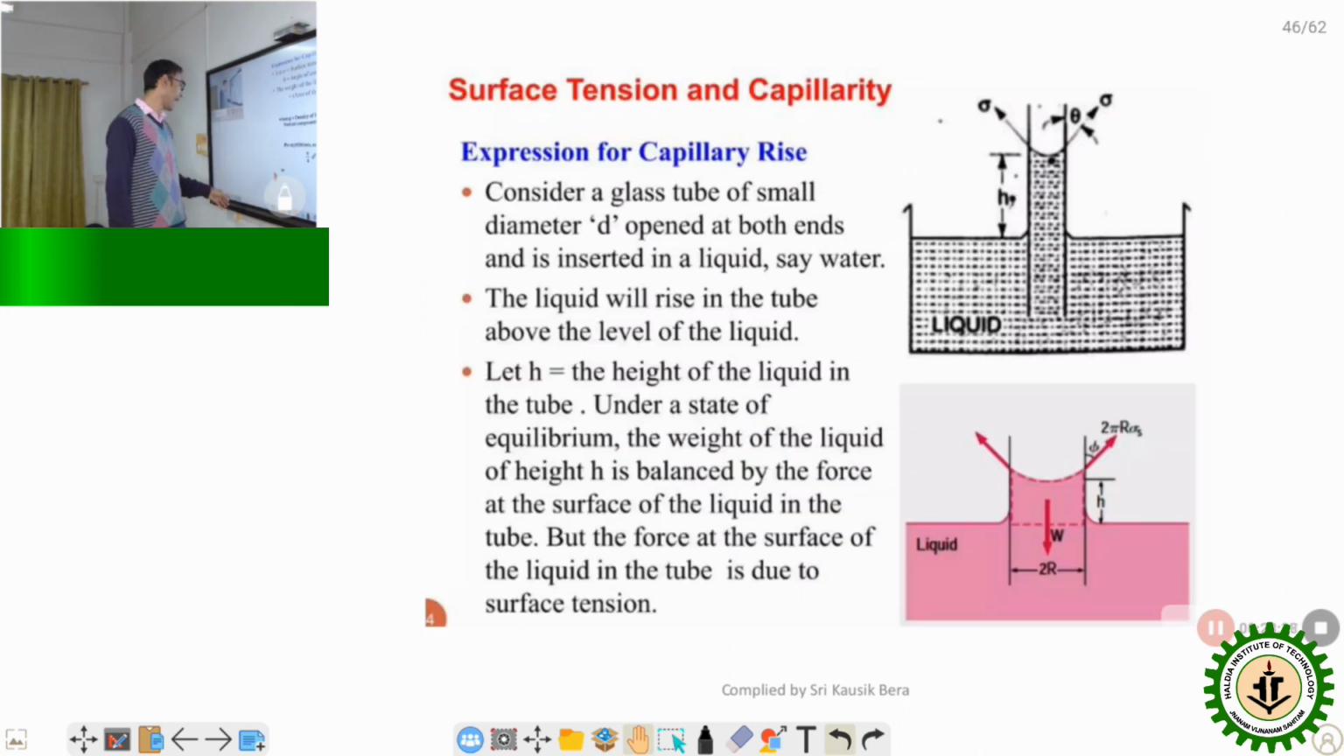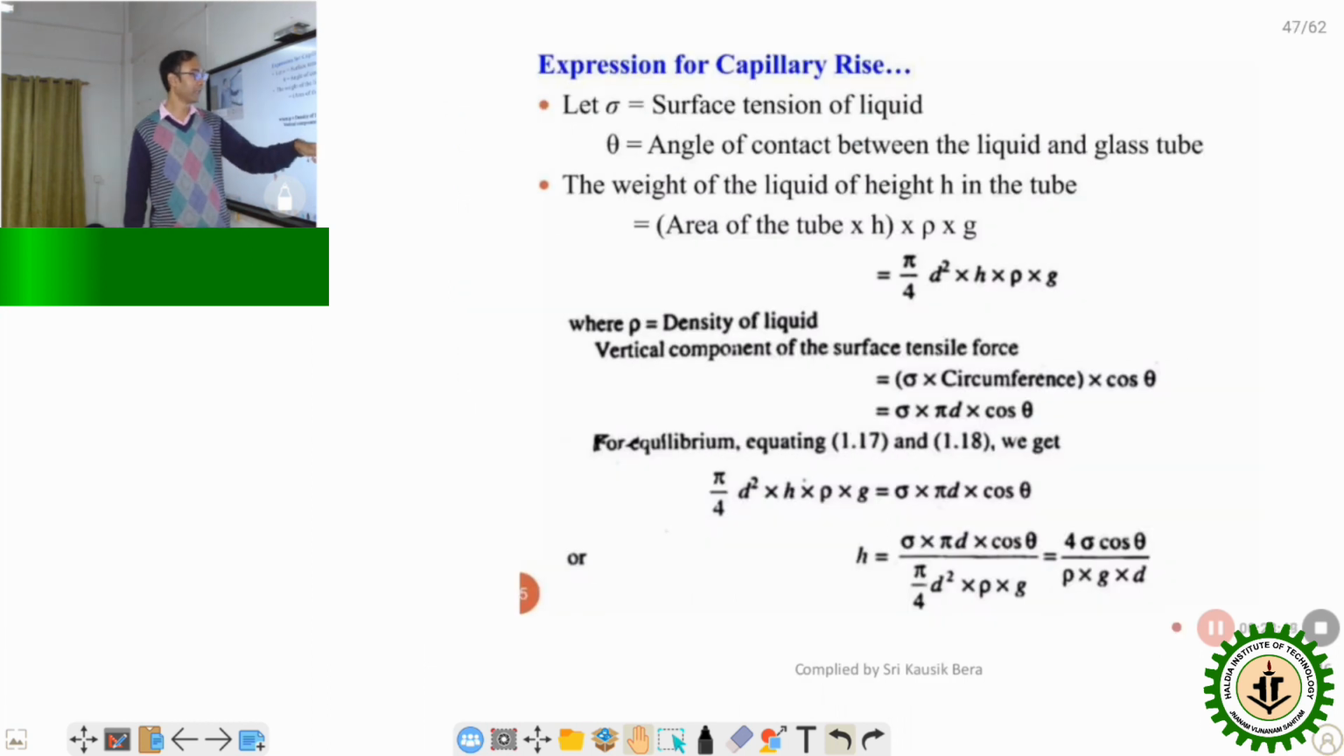Here, if there is some angle, this value will be theta. So if there is some force, this angle will be cos theta. So this portion we can write as sigma into circumference into cos theta. So for equilibrium, the total weight and this vertical component will be the same.